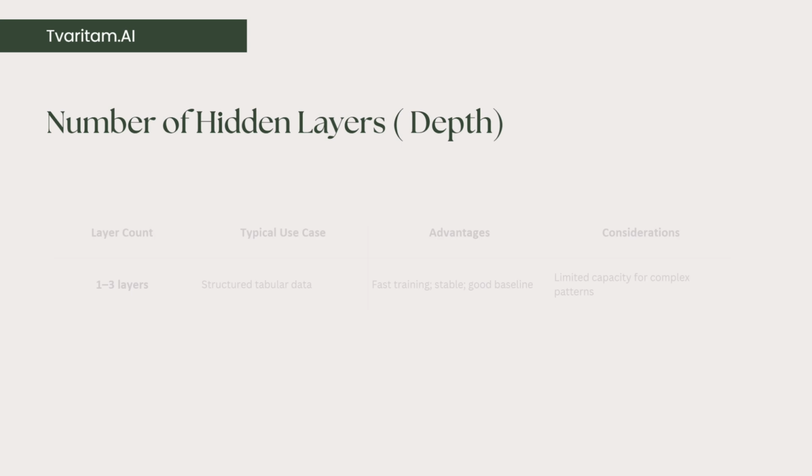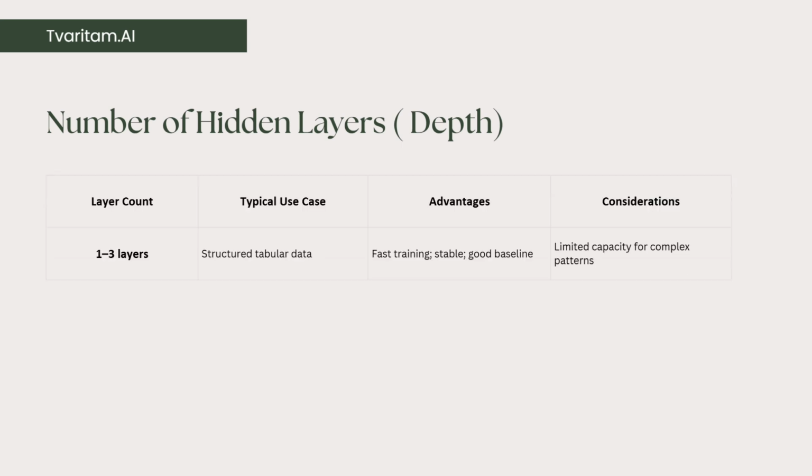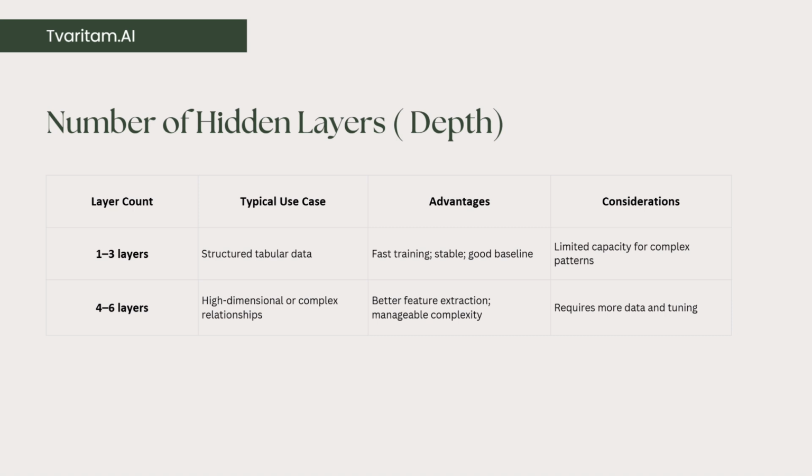Now in practice, 1 to 3 hidden layers are usually enough for structured tabular data. It helps to train faster and provides a good baseline. For complex relationships, 4 to 6 layers can be used. It can provide better feature extraction but requires more data and careful tuning. More than 6 layers is usually an overkill for tabular data and can easily lead to overfitting. They are mostly utilized for image or textual data.